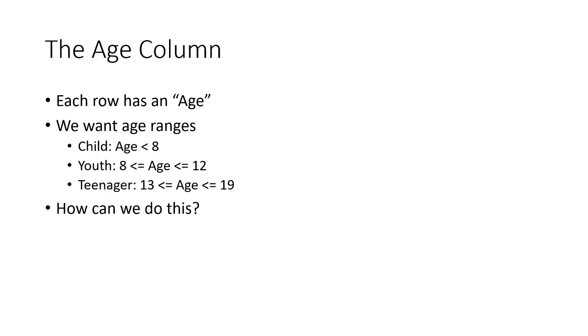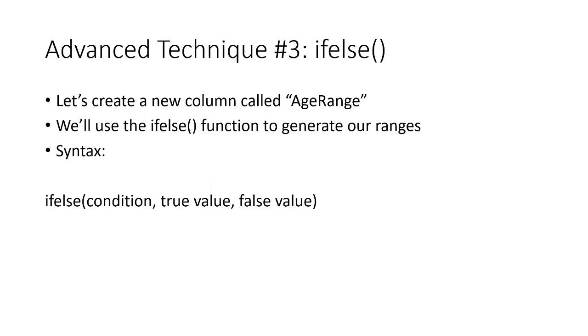So how could we do that? That's where we get into our third advanced technique called if-else. What if-else does is check a condition that we pass in. If that comes out to true, if-else will return the true value, and if this condition is false, it will return the false value. So let's think about that one for a second.